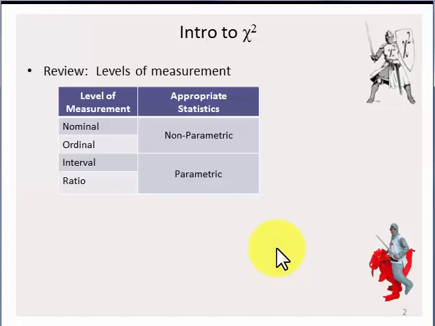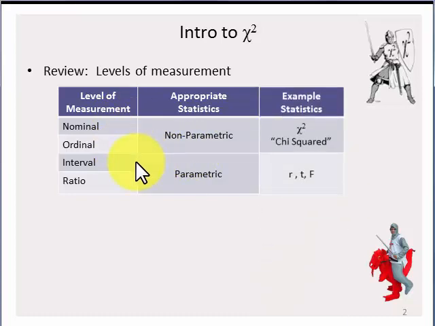Okay, so intro to chi-squared. First of all, we need to remember some levels of measurement. So if you go way, way back in the day, the distant galaxy far, far away, you might remember nominal, ordinal, interval, and ratio. These are the levels of measurement that we can observe something with. So depending on which level of measurement you're at, you have different options.